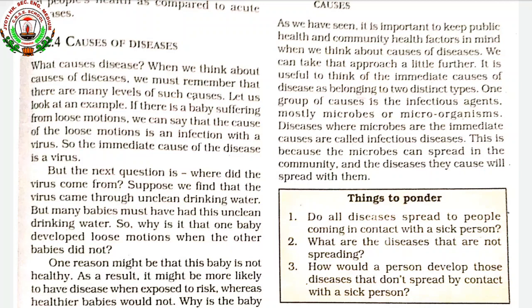Yes, in the previous class we had studied about diseases, types of disease. How many types of disease? Acute disease and chronic disease. What is acute disease? A disease that occurs suddenly and lasts for a short period of time is called acute disease. Examples of a few acute diseases are common cold, influenza, malaria, and cholera.